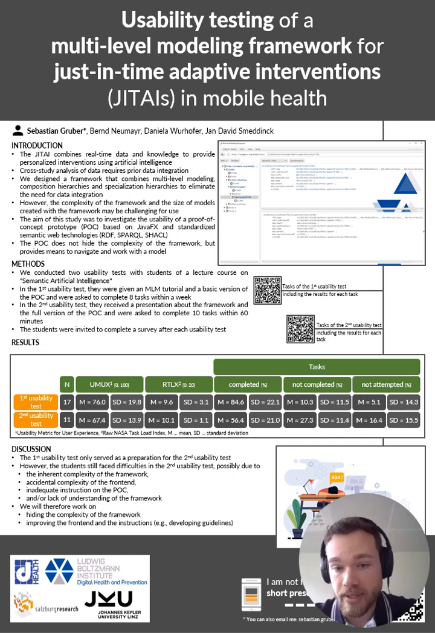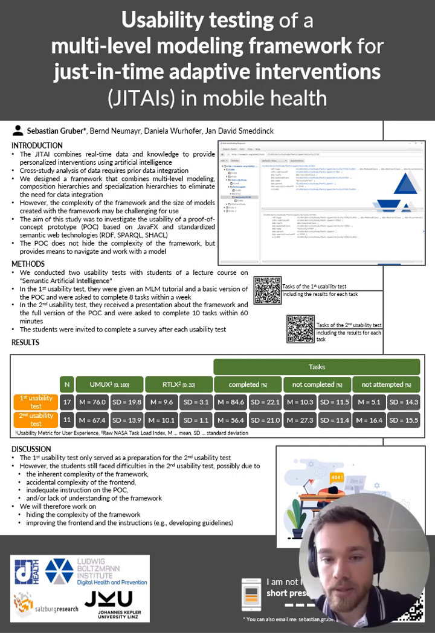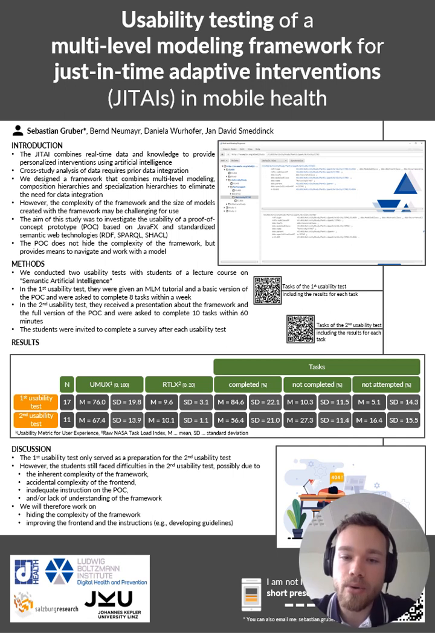And if we want to compare data across studies, we will have to perform data integration since data is stored according to different data schemas with different configurations and so forth. Therefore we designed a framework that combines conceptual multi-level modeling, composition hierarchies, and specialization hierarchies in order to eliminate the need for data integration. However, we also pointed out the complexity of the framework and the size of models created with the framework. And therefore, the aim of this study was to investigate the usability of the framework.